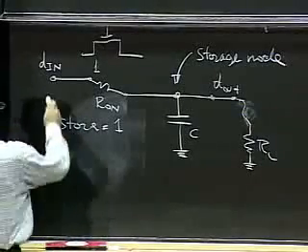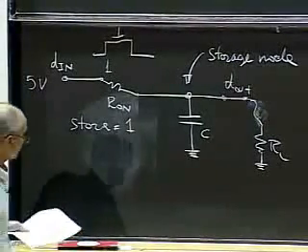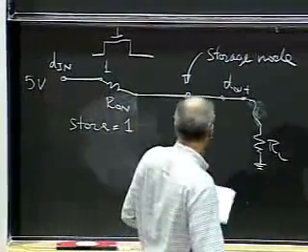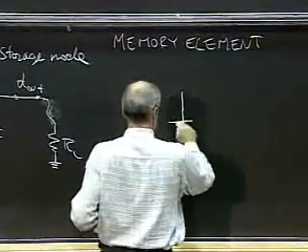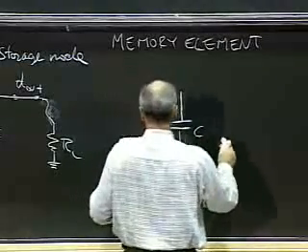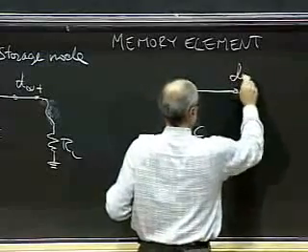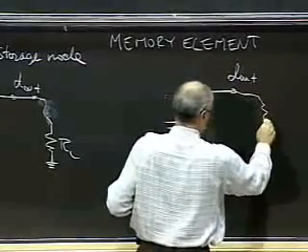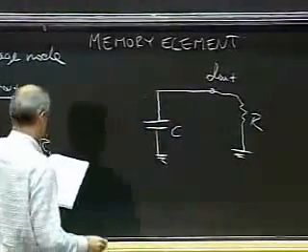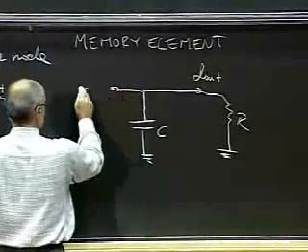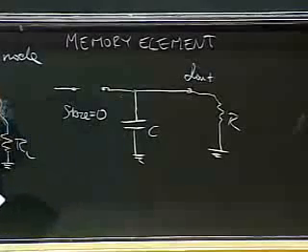And for example, let's suppose that D in is 5 volts. Okay? Now what is the situation for store equals 0? It's very simple. We have the capacitor, C, and the out, and here we have our resistance, okay? The switch is open. This is store equals 0 condition.